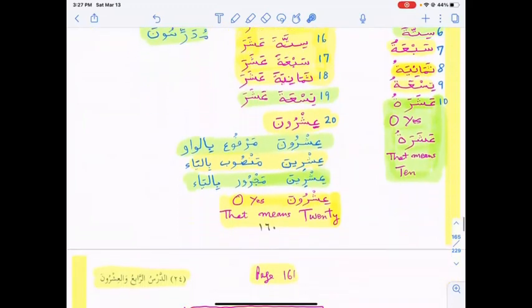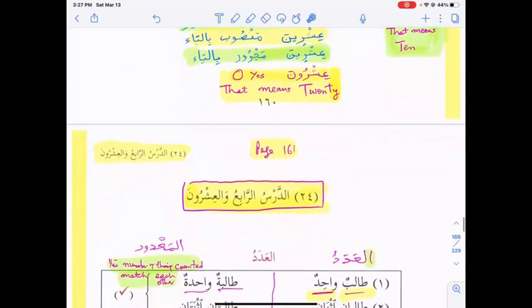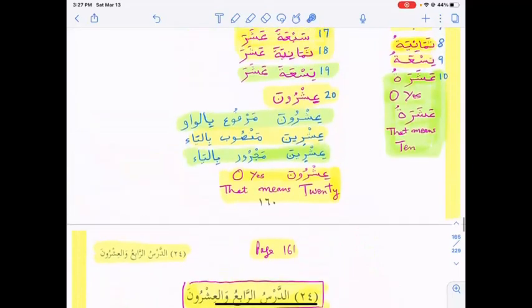Ishruna. Ishruna is marfu with waw, Ishrina is mansub with ya, Ishrina is majrur with ya. Ishruna. Oh yes, that means 20. Did you get the idea, my brothers and sisters? That's it, and you can then check it out.